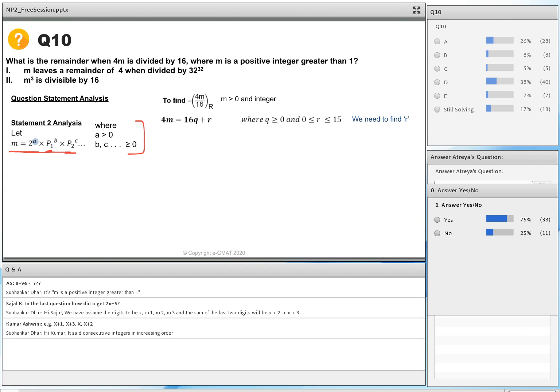So, for example, 36. 36 can be written as 4 times 9, which is 2 to the power 2 times 3 to the power 2, right? So 2 and 3 are the prime factors, and these are the exponents of the number. So I've written m, or essentially 36, for example, in its prime factorized form.